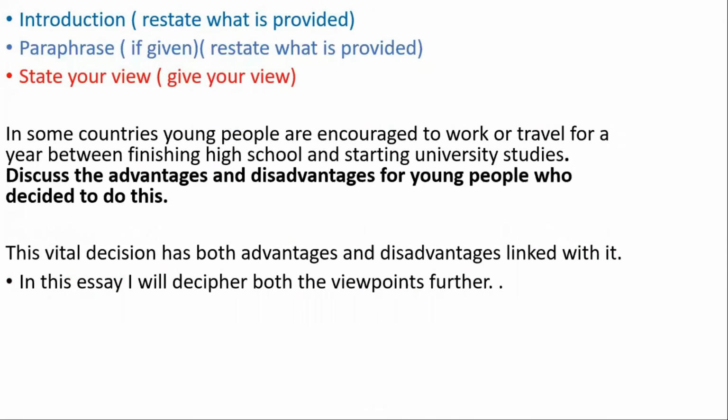If you follow this particular rule, you will never go wrong in your task response. That's exactly my point. So that's the first line. The second line, paraphrase, is not given in the question itself. It says discuss the advantages and disadvantages for young people who decided to do this. This vital decision has both advantages and disadvantages linked with it. In this essay, I will decipher both the viewpoints further.